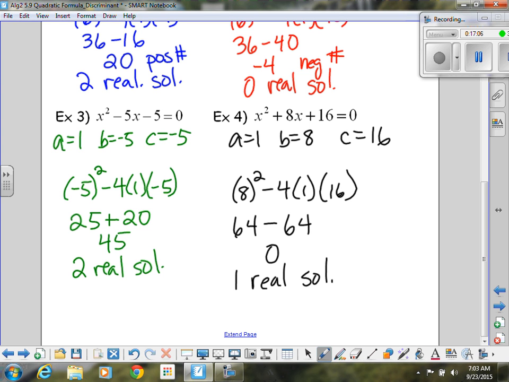So this is a review of the quadratic formula and the discriminant. And in class, we will discuss some more physics problems and word problems.